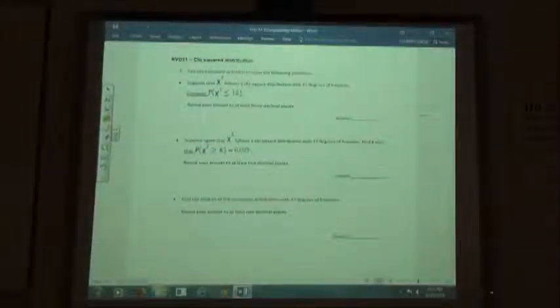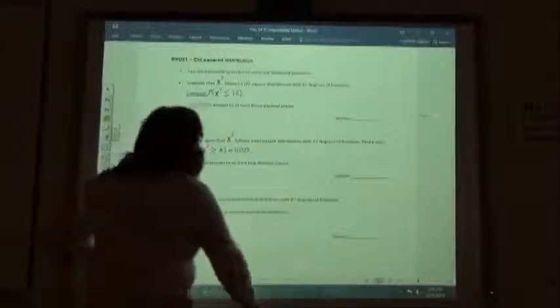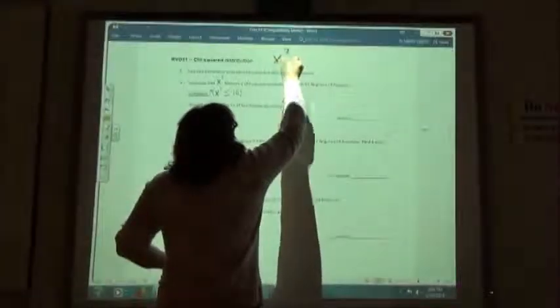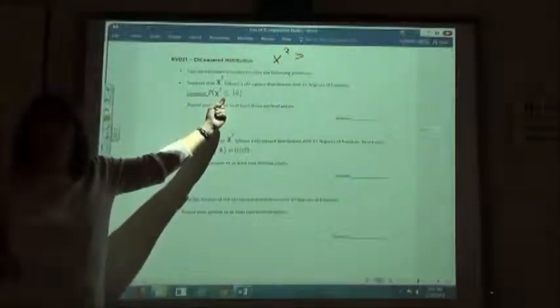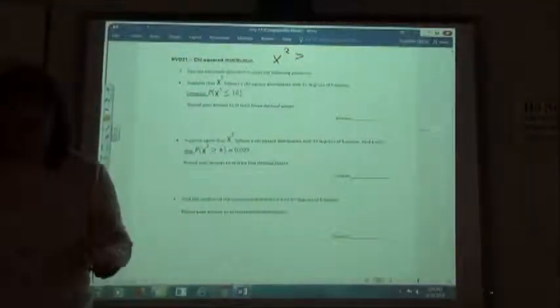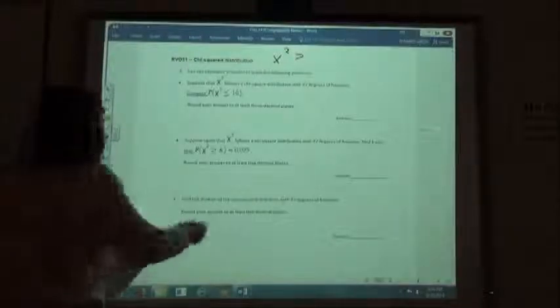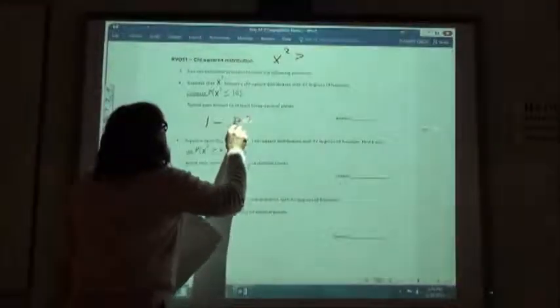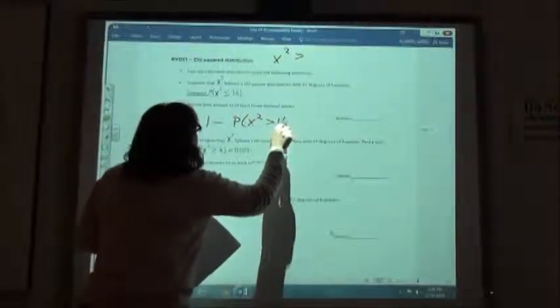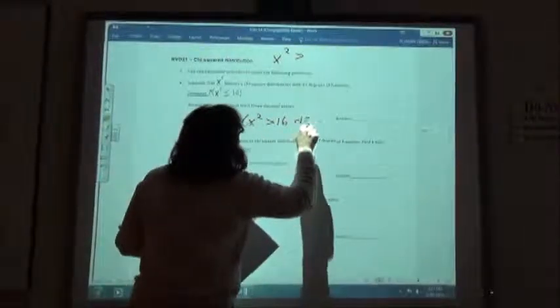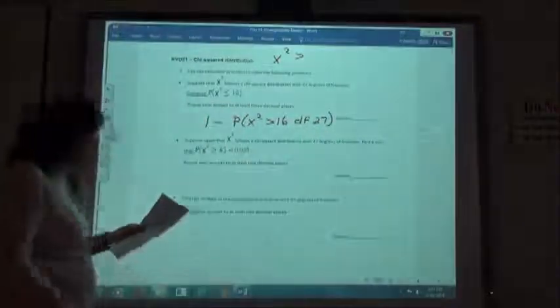And so again, if you notice on your Alex calculator for chi-squared, it's using the greater than symbol. So if I have a less than, I'm going to do 1 minus, just like I did with my t distribution. So I'm going to do 1 minus p of chi-squared is greater than 16 with a degree of freedom of 27, it says on this one.